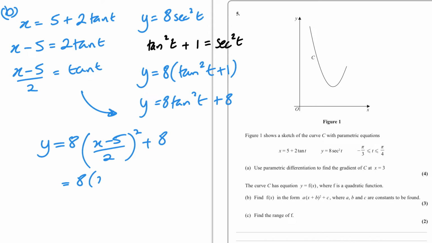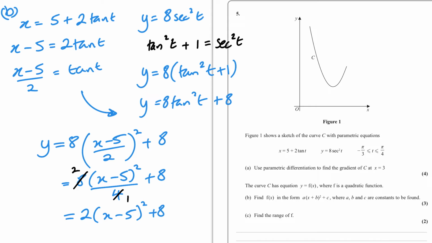Now this is the same as (8x minus 5) squared over 4, plus 8, and I can see that the 4 will simplify with, or cancel with, my 8. So this leaves me with 2x minus 5 squared plus 8, and that is my y equals f of x for part B. Now part C, I actually fit this in over here.